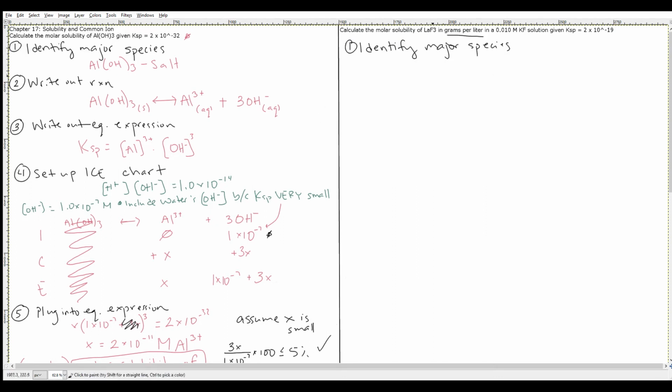So first, we have our lanthanum fluoride, and this is a metal with a non-metal, which is classified as a salt. Step 2, write out the reaction. If you want, you could try to do this on your own without me. Just keep in mind there will be common ions. See if you can figure those out. So I'll show it dissociating. I'll include my states.